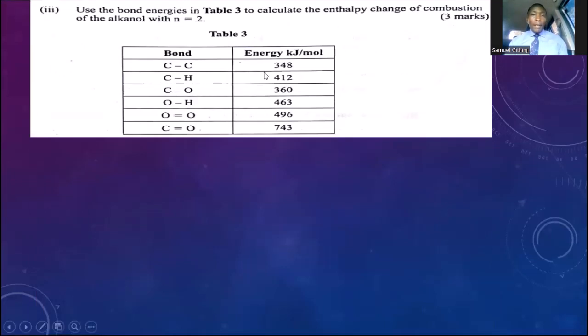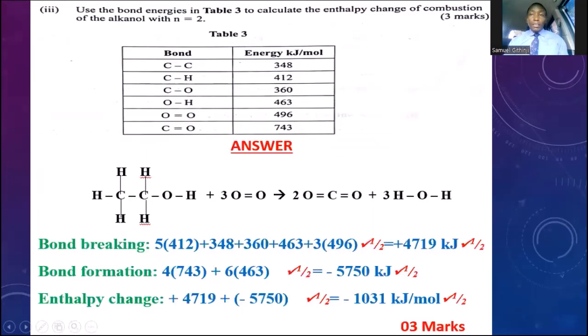Yep, you're given the bond energies. You can see the bond energies for C-C, C-H, C-O, O-H, O=O, and C=O. Yes, the bond energies are given. So the student is supposed to calculate the enthalpy change for the combustion of ethanol. And that is the equation. So what exactly is expected of my student?